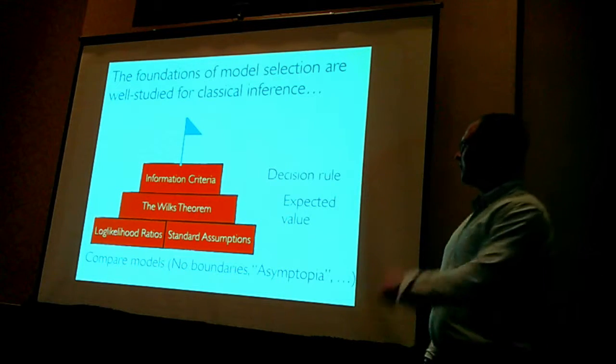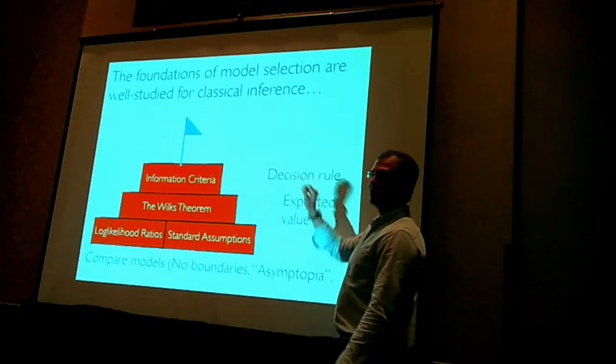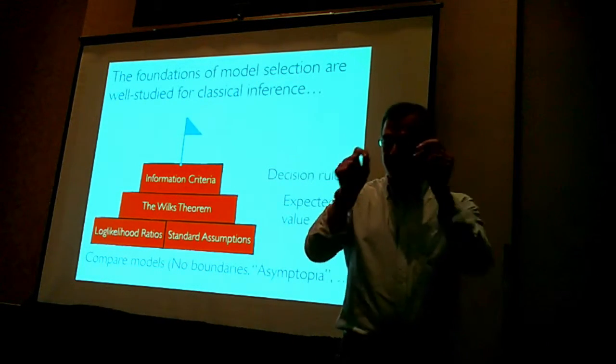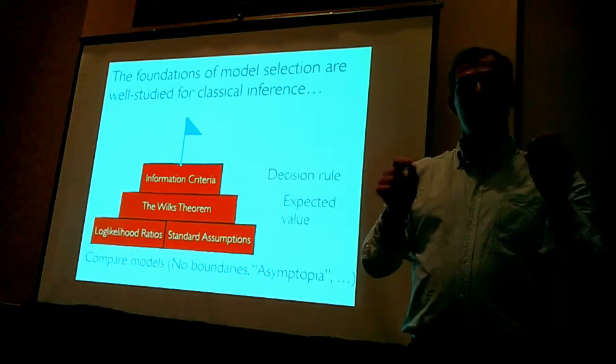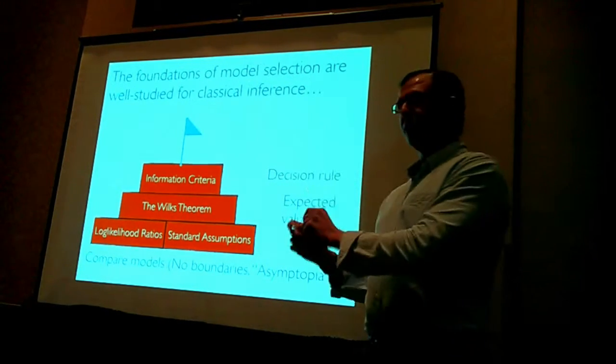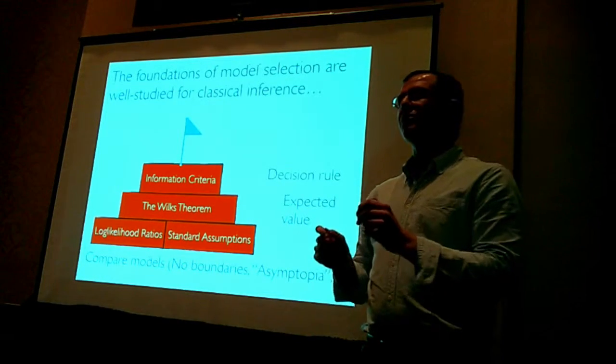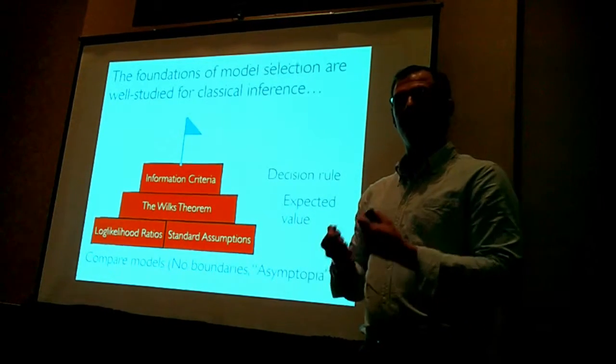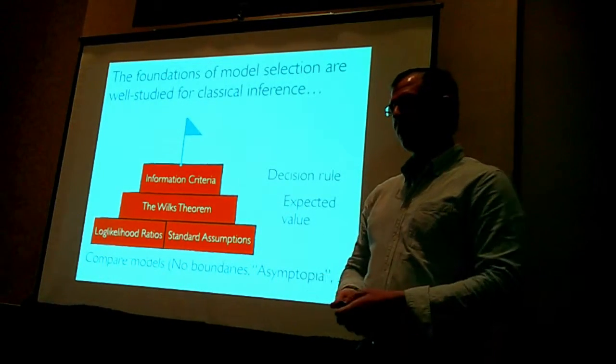You would get to information criteria that would provide you with a decision rule. It would tell you, this is the model that you should choose, and what's more, depending upon the information criteria you used, could tell you something about how wrong your model was going to be in predicting future data.